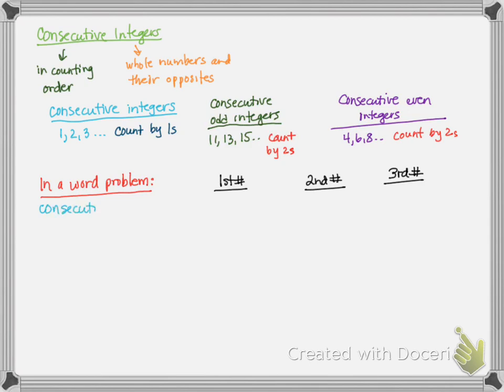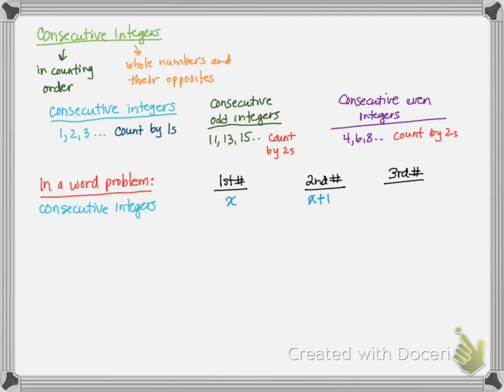Consecutive. There we go. So, what's going to be the first number? X would be the logical choice. So that's what we're going to choose. Now, going back to our numbers, 1, 2, 3, what do I do to 1 to become 2? Well, I'd add 1 to it. So if x was 1, I would have to add 1 to x to get to 2.